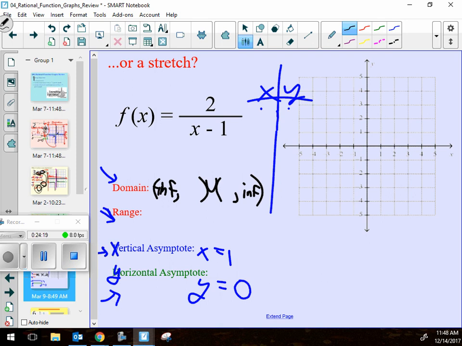All right. The domain, that was everything except that one number. Why not that number? Why can't I have that in my domain? Because it crashes the function.